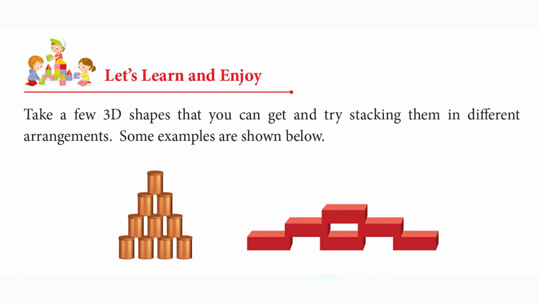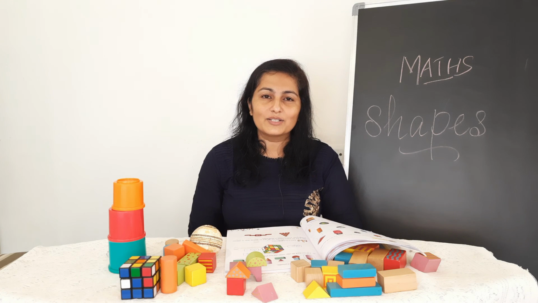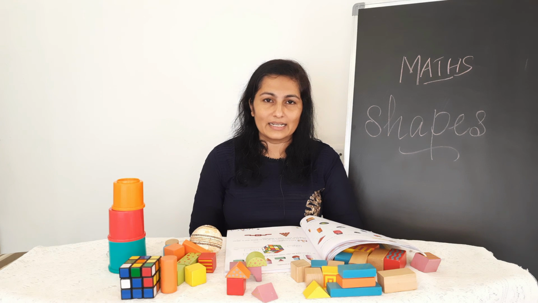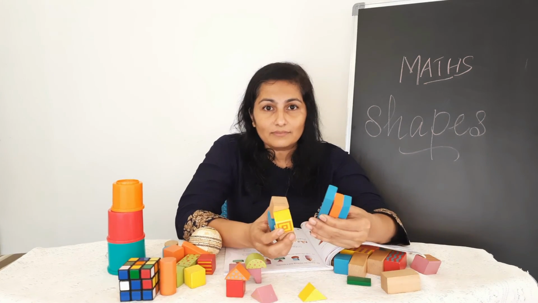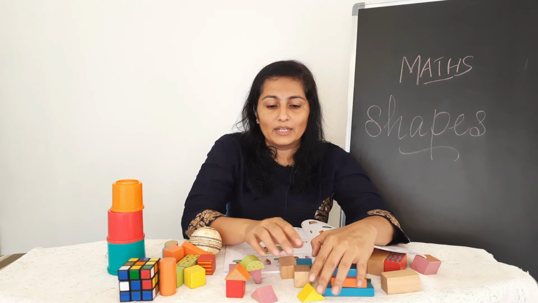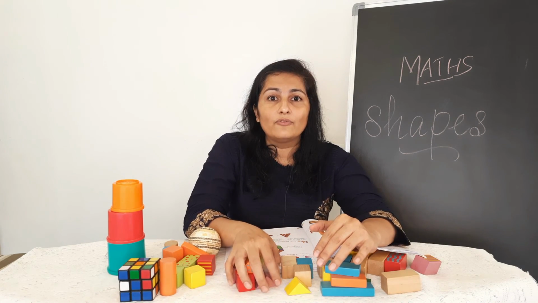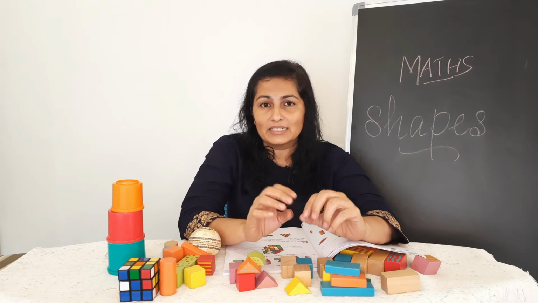Let's learn and enjoy. Take a look at your textbook, that is, take a few 3D shapes that you can get and try stacking them in different arrangements. Some examples are shown below. Now look in your textbook, they have collected all the cylindrical tins and there are also bricks. So you can find things like blocks. You can also look for tins in your house and you can stack them.